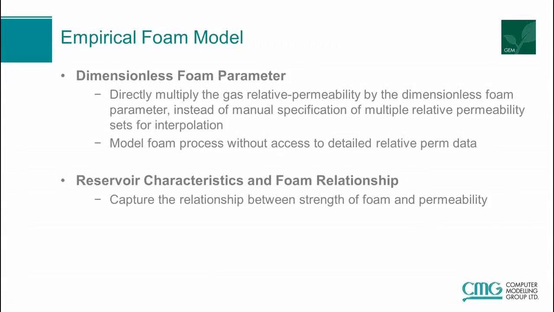In terms of the empirical foam model in GEM, kind of along the same lines, what this does is it directly alters the gas relative permeability by use of a dimensionless foam parameter that's calculated based on the foam model. This removes the need to use multiple relative permeabilities with interpolation and simplifies the setup. The effect is important in order to capture the relationship between the strength of a foam and the effective permeability changes.